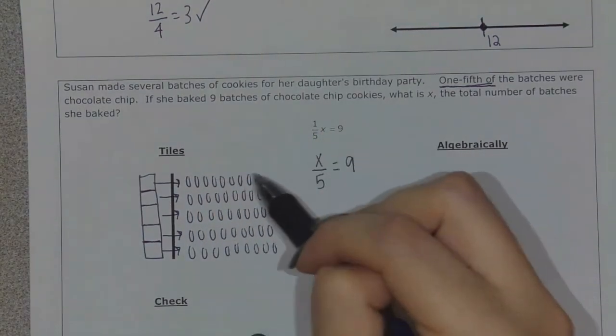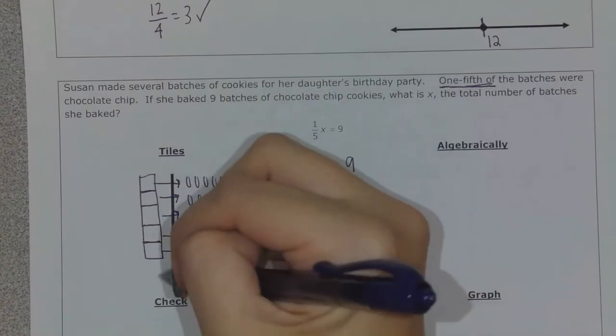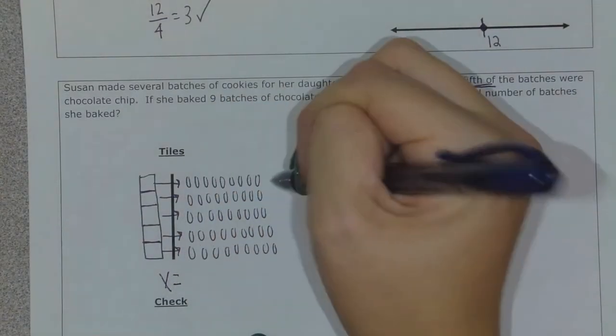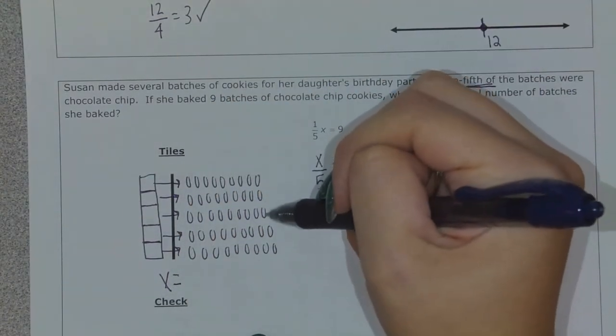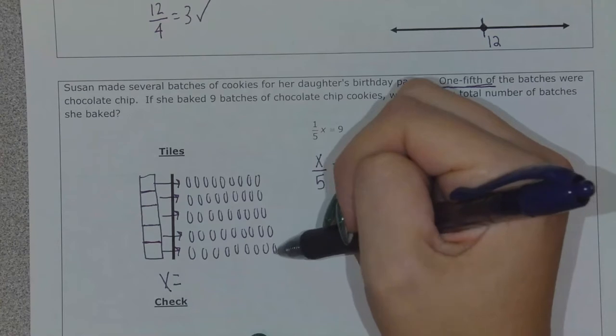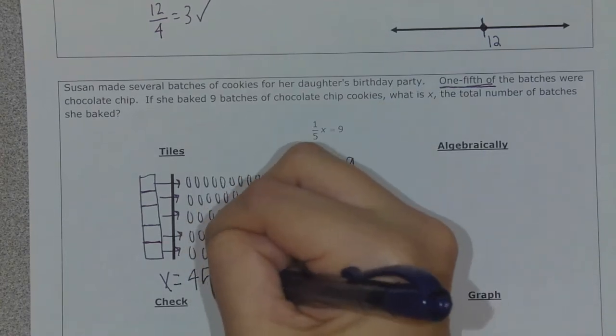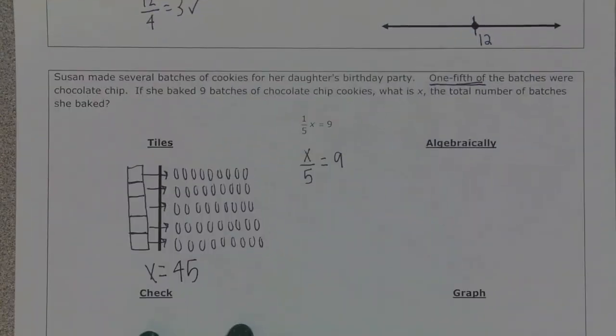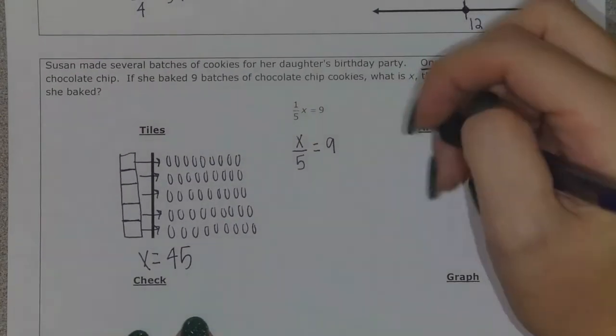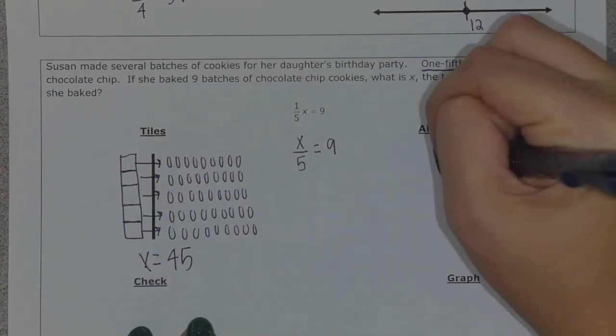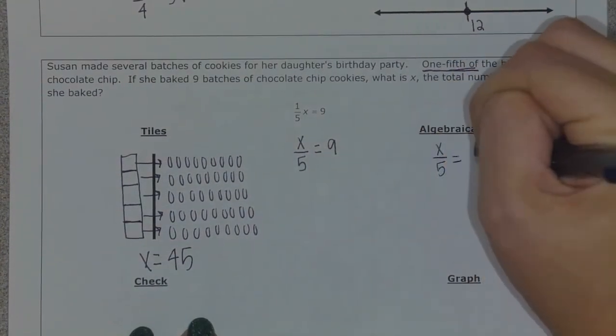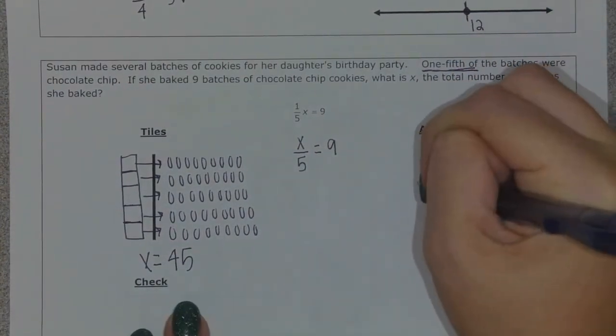So I need to figure out what the entire x is worth. So if this is 9, this would be 18, 27, 36, 45. So Susan made 45 batches of cookies, and I hope she shares with me. So let's solve this algebraically. Let's rewrite our problem. So x divided by 5 equals 9.